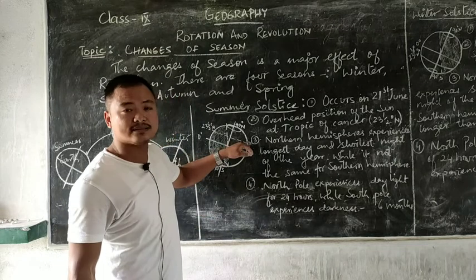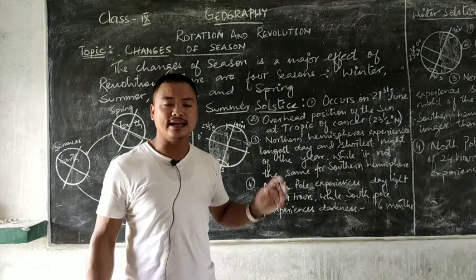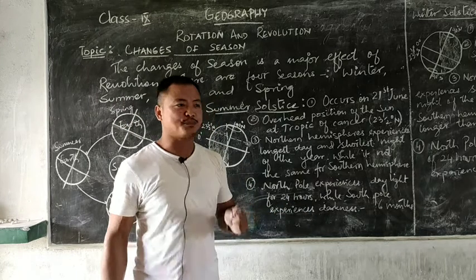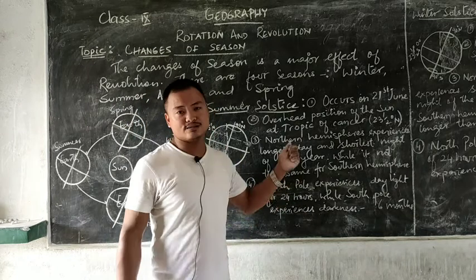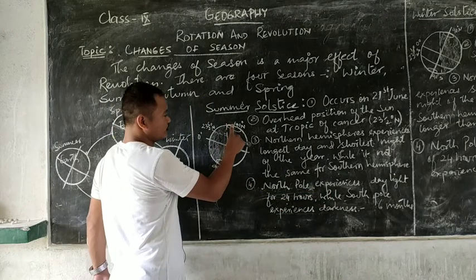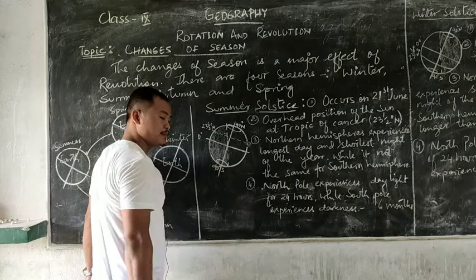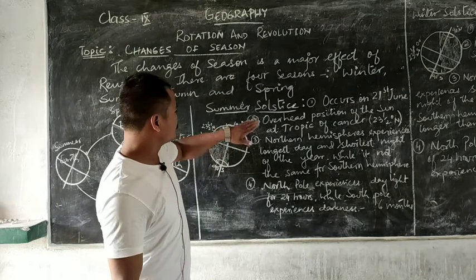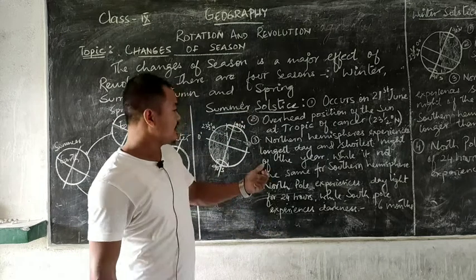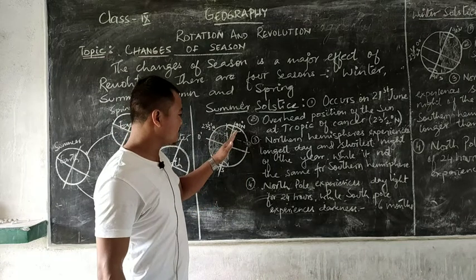On this date, the northern hemisphere experiences the longest day and shortest night of the year, while the southern hemisphere experiences the longest night and shortest day of the year. So what we understand is the northern portion of the globe is experiencing summer season, while the southern part experiences winter season. So the summer solstice for the north is the winter solstice for the south. This diagram shows the summer solstice, the inclination of the axis towards the sun.